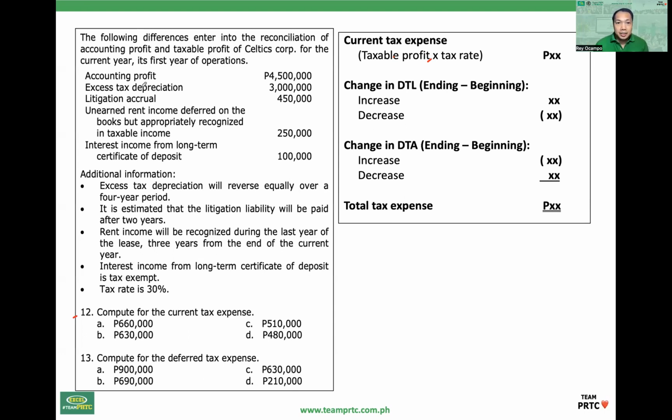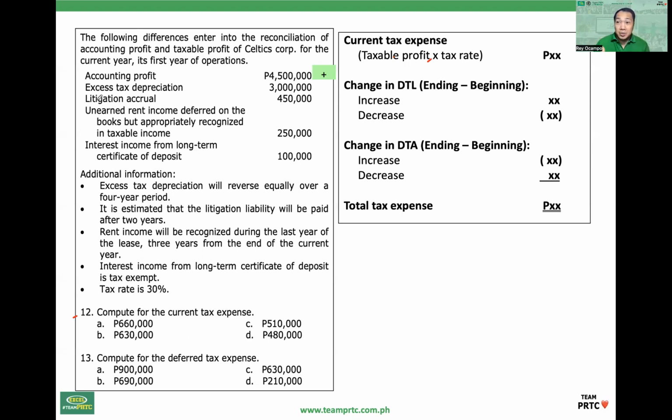So basically, this is reconciliation. Of course, normally to get taxable profit, you need taxable income less deductible expenses. Pero syempre, in this case, not given. So we'll do reconciliation. So start from accounting profit. Then consider the differences between accounting and tax. So reconciling items. Yan, parang bank recon ba? Parang book to bank.